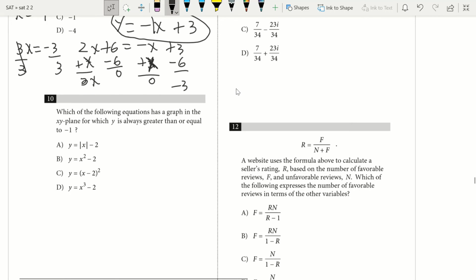Question 10. Which of the following equations has a graph in the xy plane for which y is always greater than or equal to negative 1?